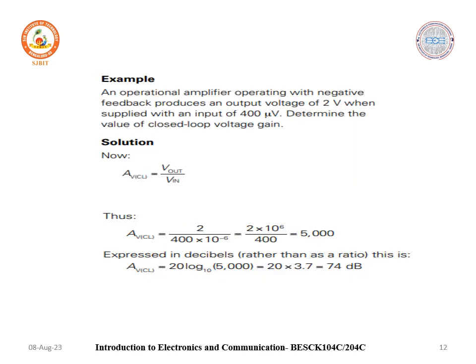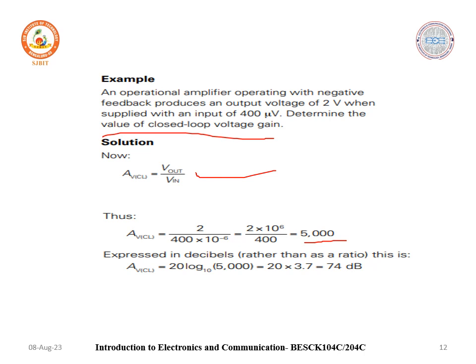Consider an example. An operational amplifier operates with negative feedback and produces an output voltage of 2 volts when supplied with an input of 400 microvolts. Determine the closed loop voltage gain. Closed loop voltage gain is output by input. Output is 2, input is 400 microvolt, micro is 10 power minus 6. So 2 into 10 power 6 divided by 400, we are going to get the voltage gain as 5000.